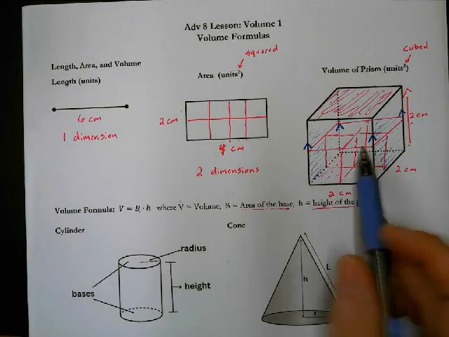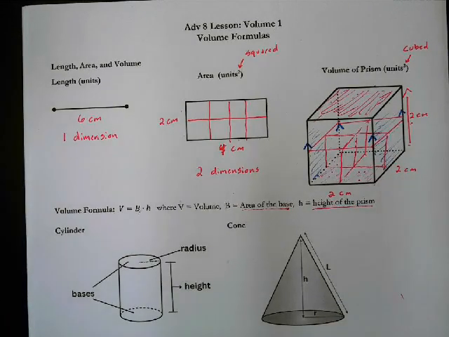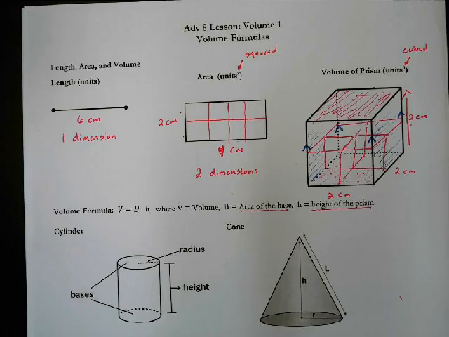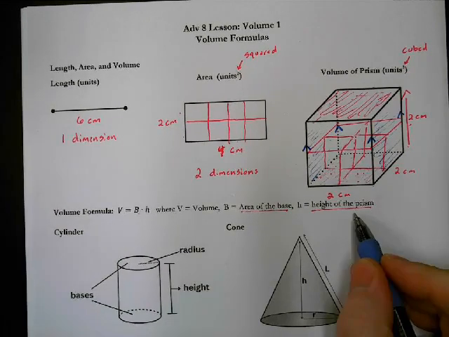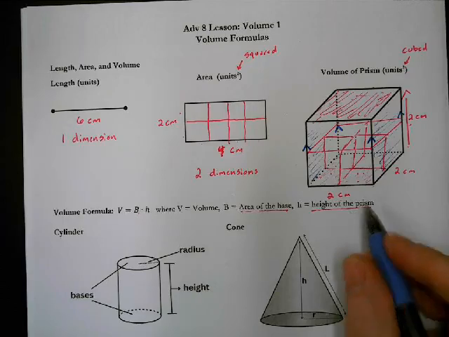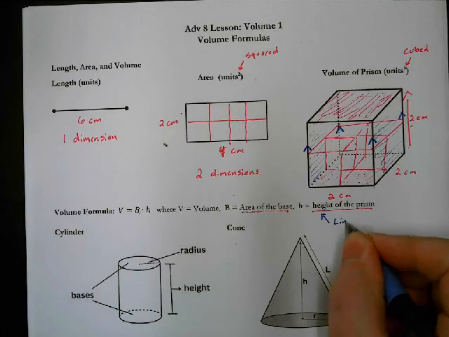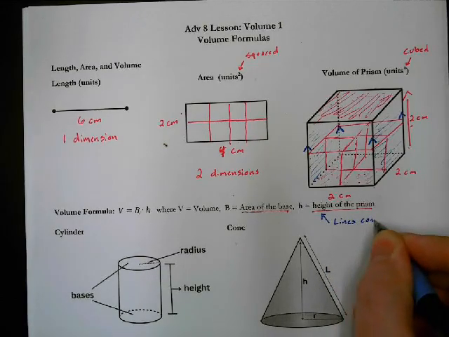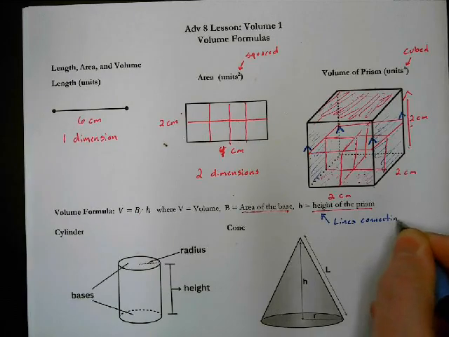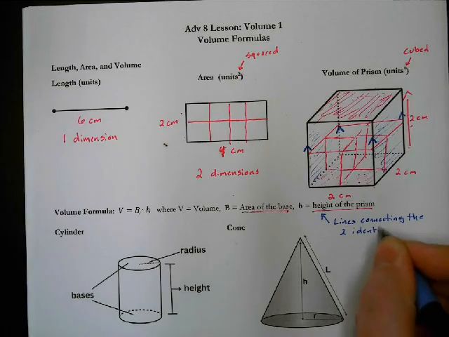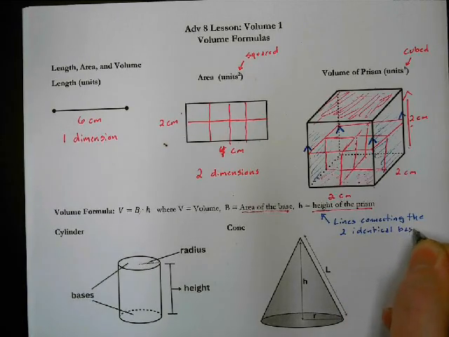So in a rectangular prism or a cube like this one, the height doesn't necessarily have to mean going up and down. The height can go side to side, whatever. The height is just defined as the lines that connect the 2 identical bases. So the height is always going to be the lines connecting the 2 identical bases. Okay, so there's a prism.